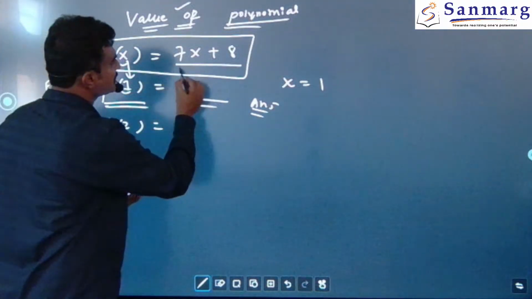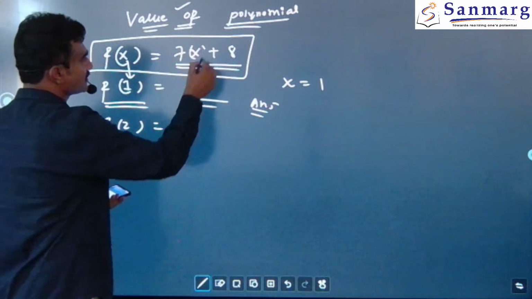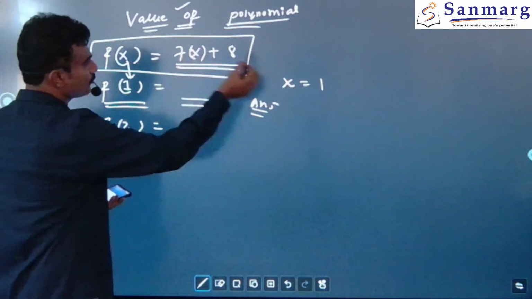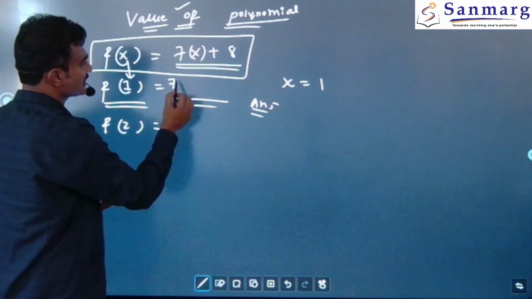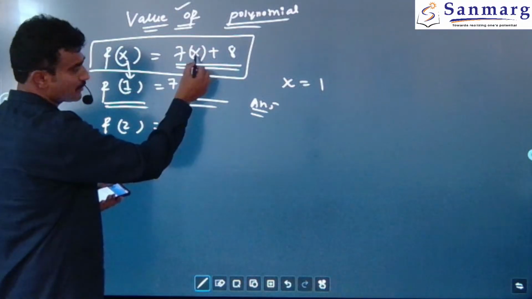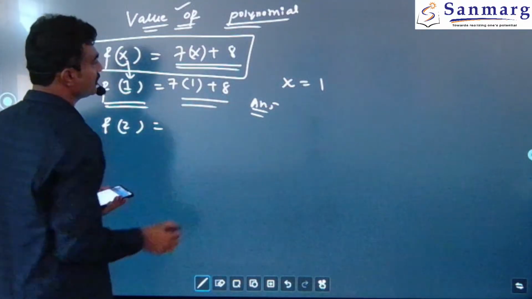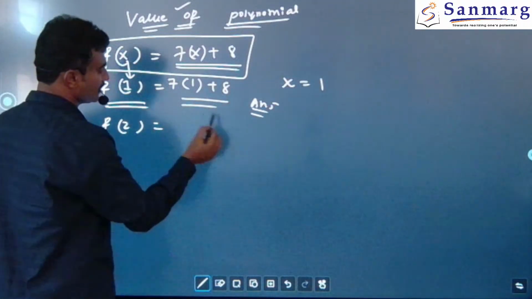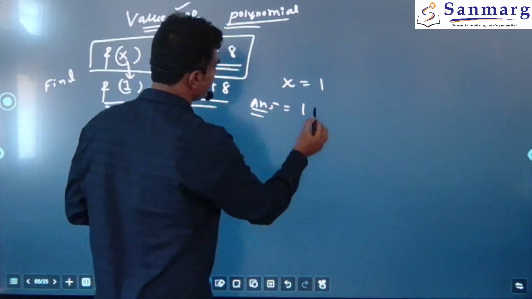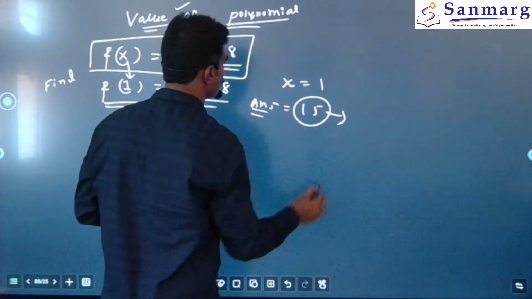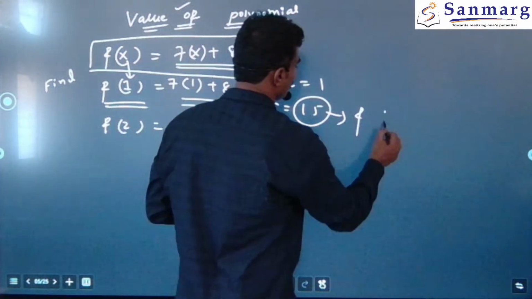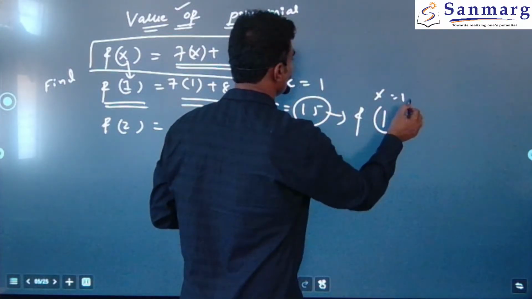So in this algebraic expression, wherever there is x, you substitute x with 1. So what will be the answer? 7 into 1, plus 8. So what is the final answer? The answer will be 15. So this is the value of the polynomial when x is equal to 1.